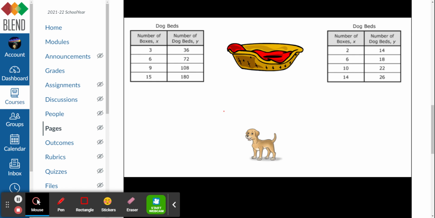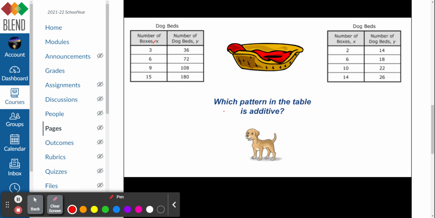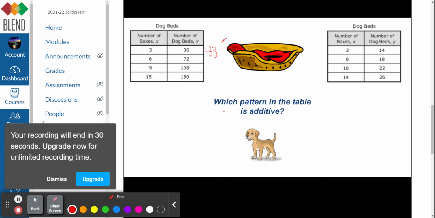All right, so they have given us 2 tables, and they're asking us which pattern in the table is additive. So one of these patterns is multiplicative, and one of them is additive. You might already be able to see which one's multiplicative and which one's additive. Let's find the rule. All right, so 3 plus 33 would equal 36, or 3 times 12 could also equal 36.